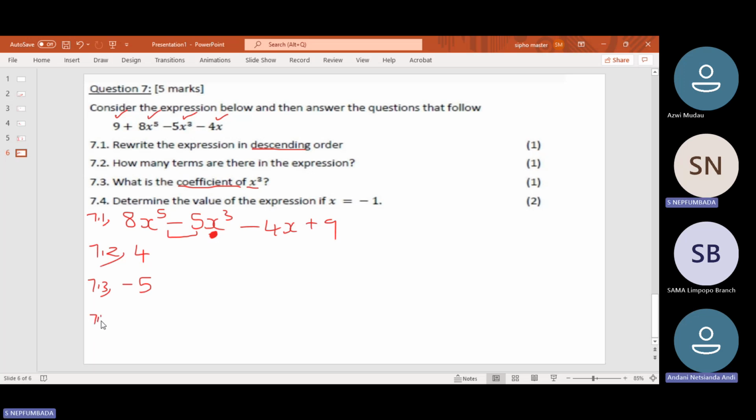So let's go to 7.4. Determine the value of the expression if x is equal to what? x is equal to -1. Now calculate.